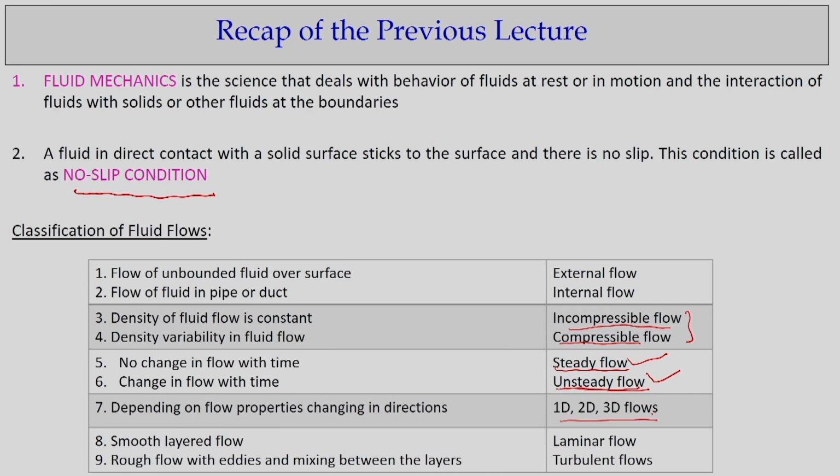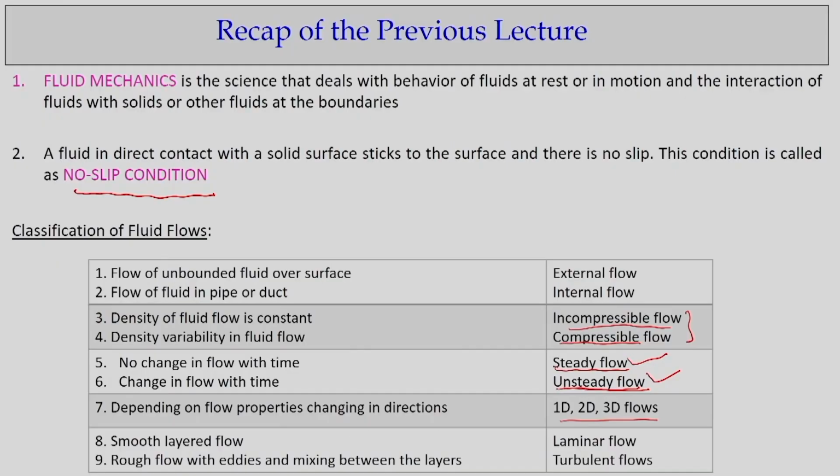Then we also discussed one dimensional, two dimensional and three dimensional flow. When you talk about any flow condition, it is a three dimensional flow, but we can approximate it as a one dimensional or two dimensional flow based on the flow characteristics, as we discussed in the last class. And I also gave you definitions of laminar flow and turbulent flow.